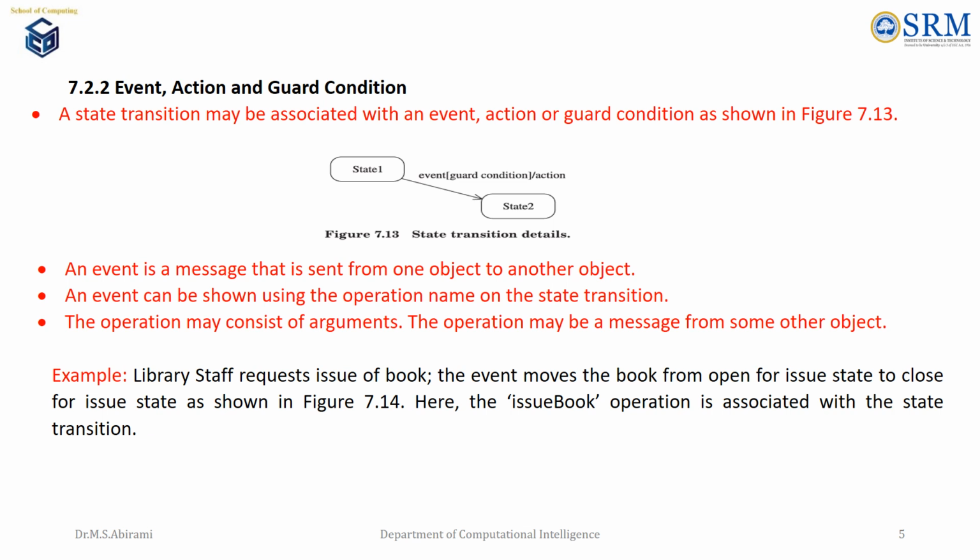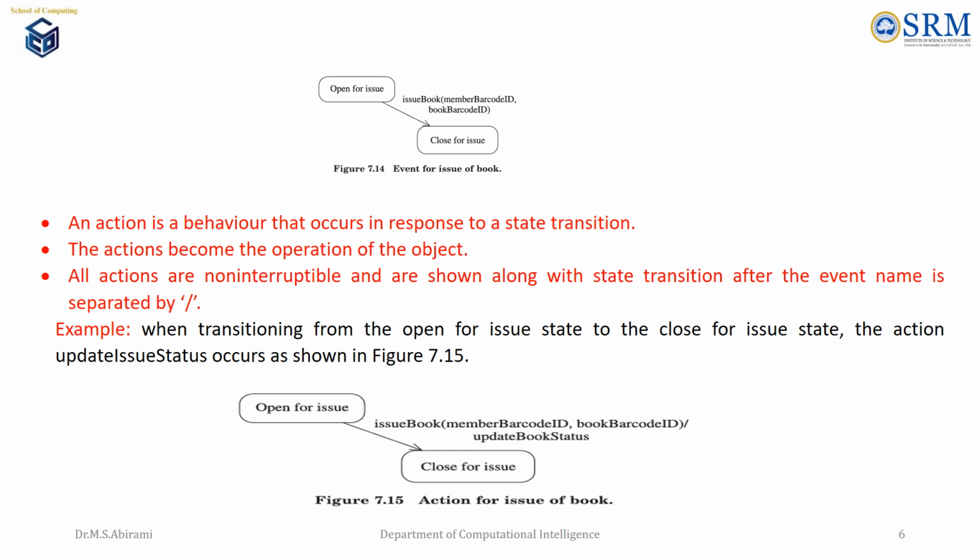Here the issue book operation is associated with the state. In figure 7.14, the event for issue of book is given. We have two states, initially open for issue. With the help of the member barcode ID and the book barcode ID, the book will be issued to a member. Once it is open and the book is issued, it is closed for issue, meaning that it cannot be issued to other members.